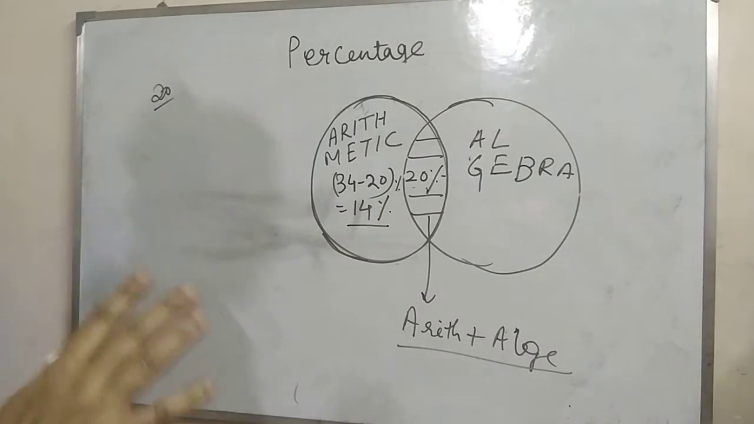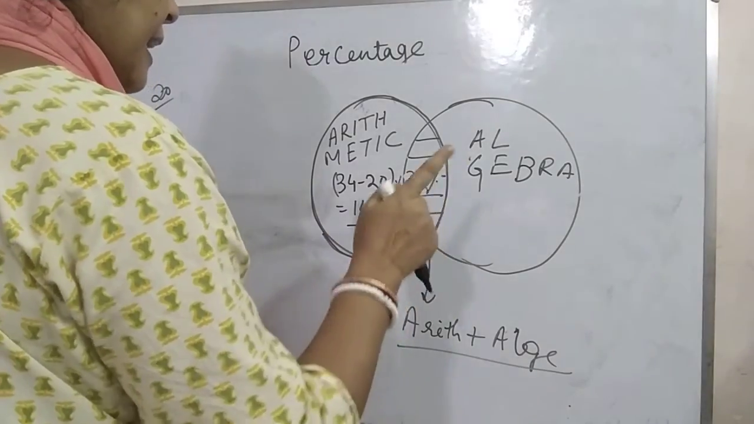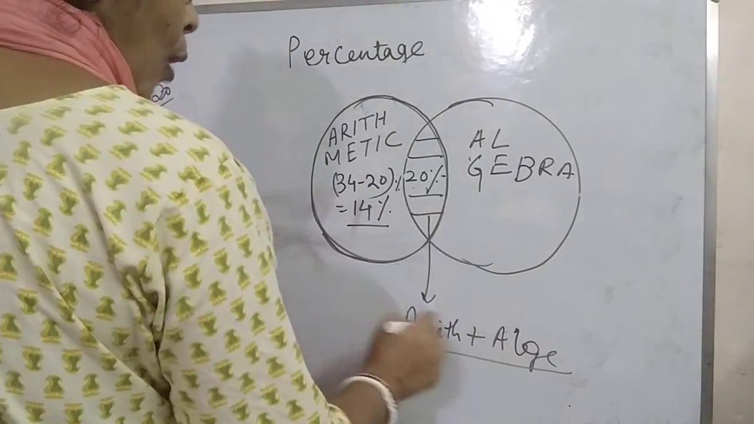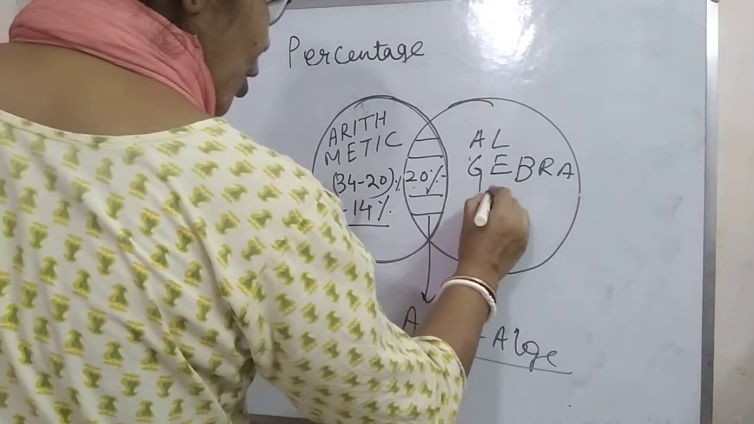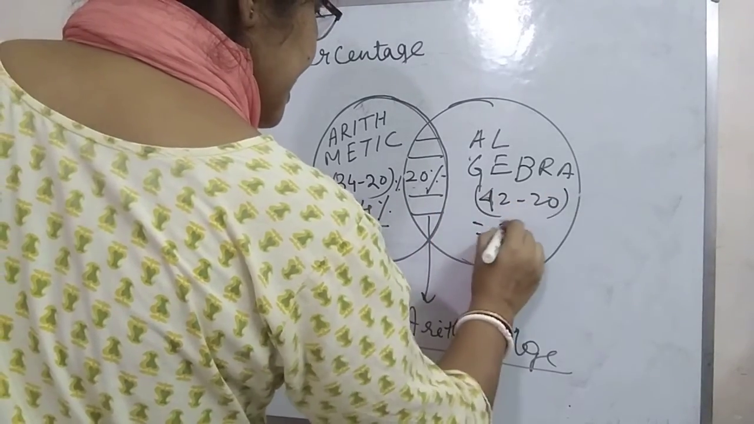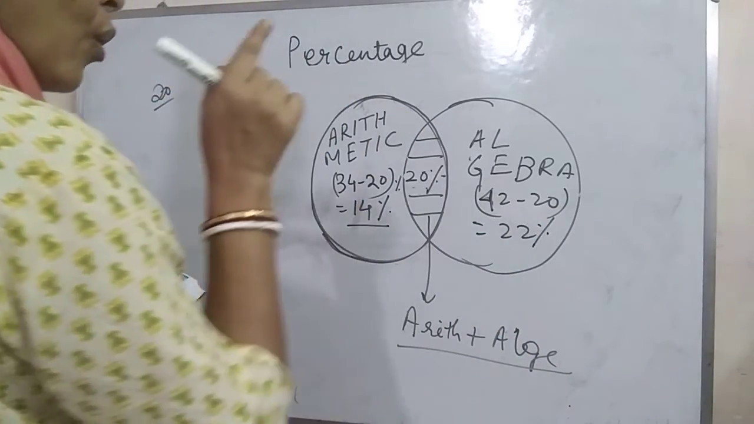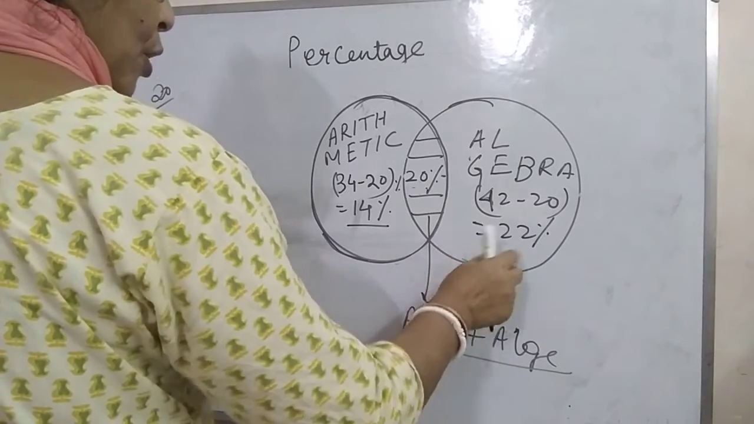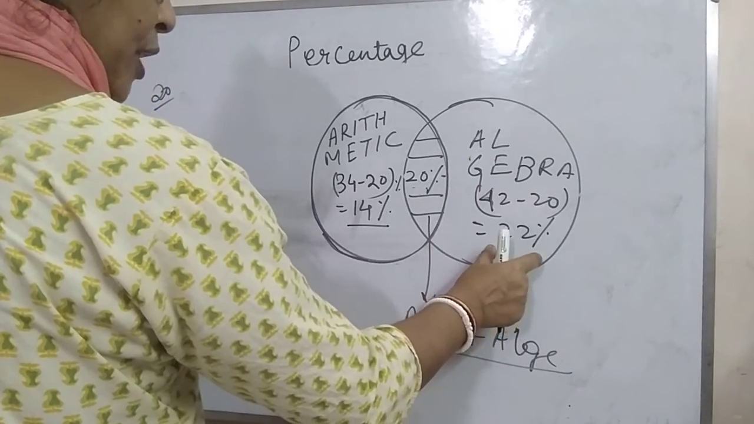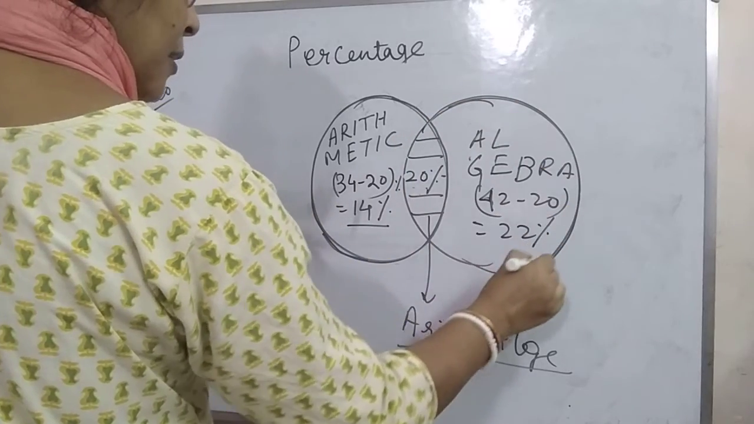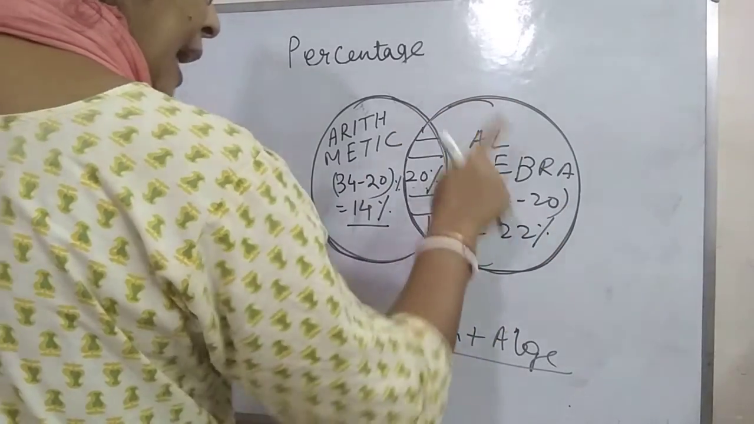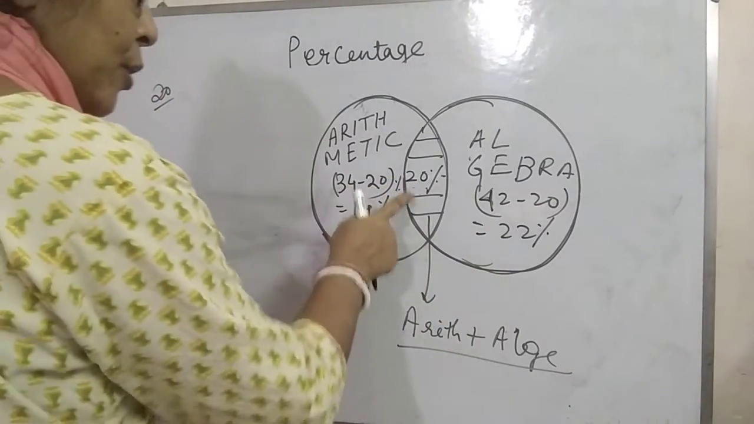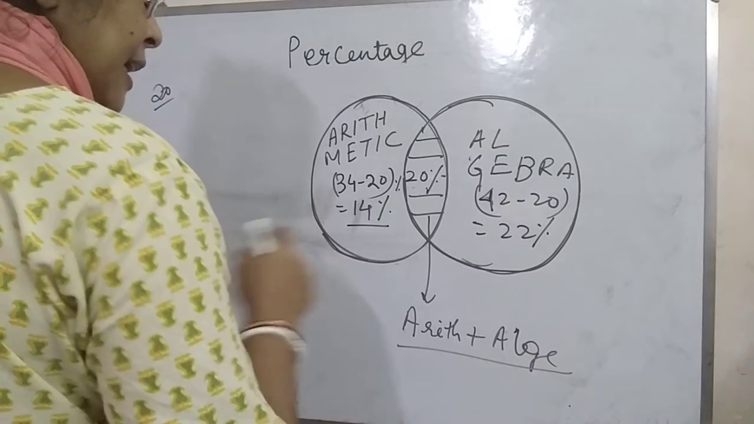Only students failed in arithmetic is 14%, and in algebra the failed students total 42%. Common is 20%, that is 42 minus 20, which is equal to 22% students only in algebra. Failed students only in algebra 22. This block is for algebra, 20 plus 22 equal to 42. 20 is common for arithmetic and algebra.